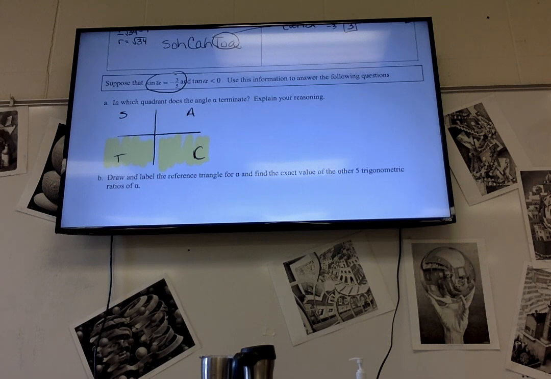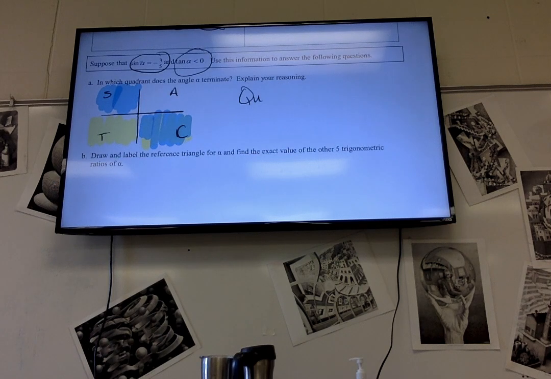Then we have tangent is negative. So in which quadrants is tangent negative? 2 and 4. Yep. Not all, never, because all is positive. Here, it can be T because tangent is positive there. And 4. So where they overlap is in the fourth quadrant. And I'm going to, for now, just say, hey, there's my reason, because those two overlap there. So all that was to tell me that this is in quadrant 4.